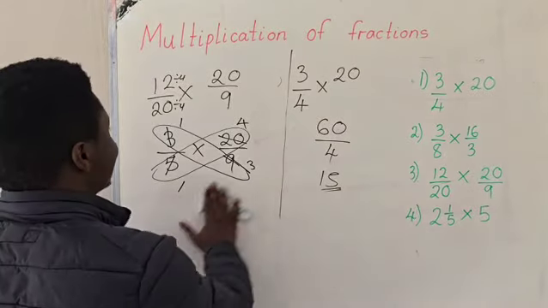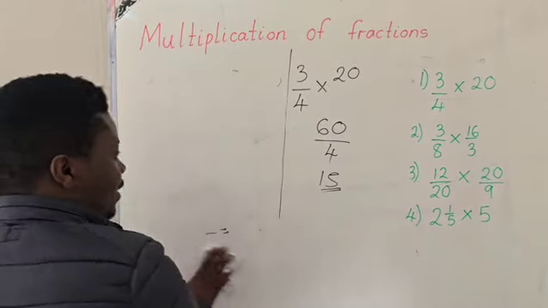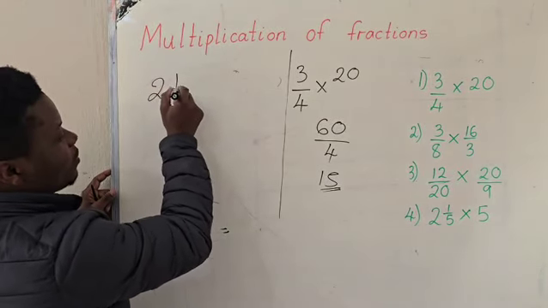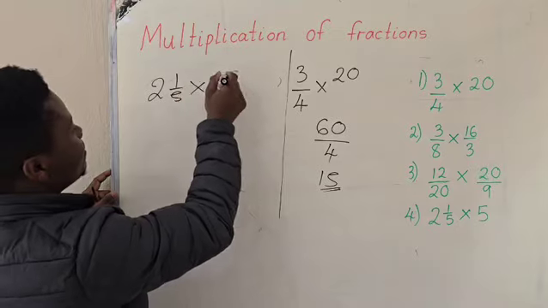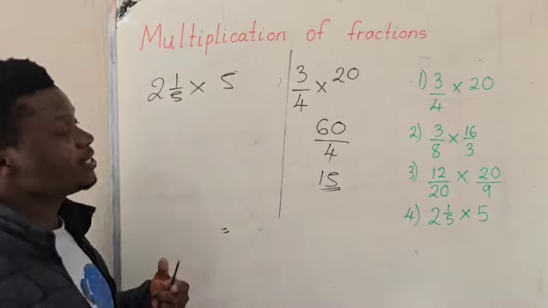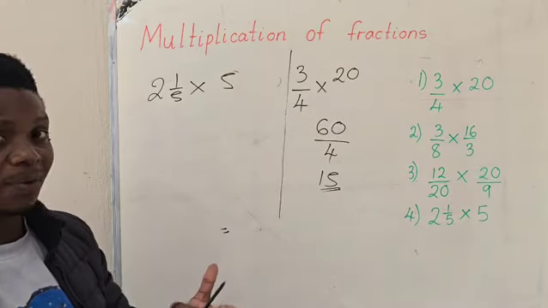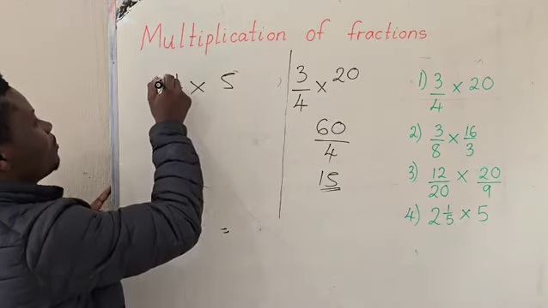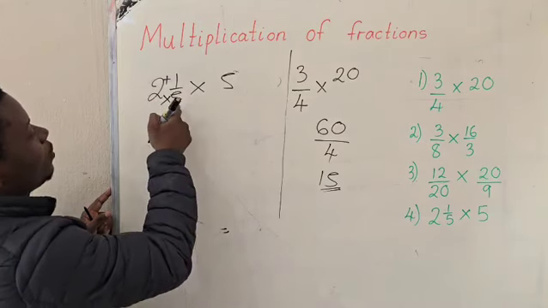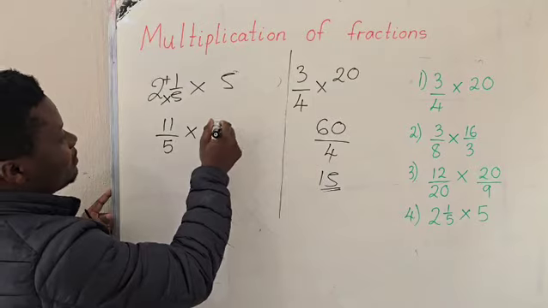Let's try the next sum. The next one says 2 and 1 over 5 times 5. So what type of fraction is this? It's a mixed number. Change it to an improper fraction. You remember how we do that? You times, then you plus. 5 times 2 is 10 plus 1, that's 11, all over your denominator 5.